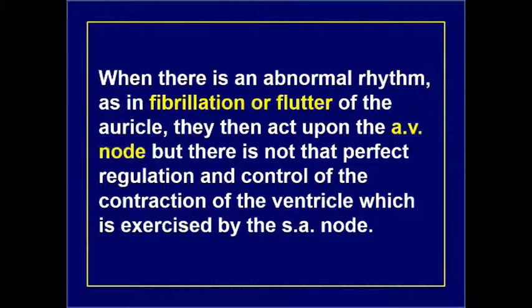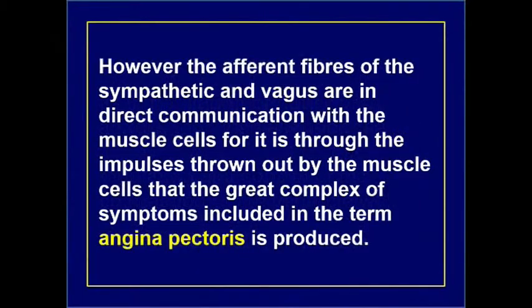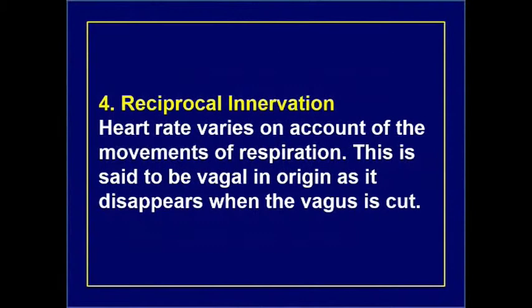So there is no perfect regulation and control of the contraction of the ventricle, which is exercised by the SA node. However, the afferent fibers of the sympathetic and vagus are in direct communication with the muscle cells through the impulses. They pass out of the muscle cells, that the great complex of symptoms including the term angina pectoris.